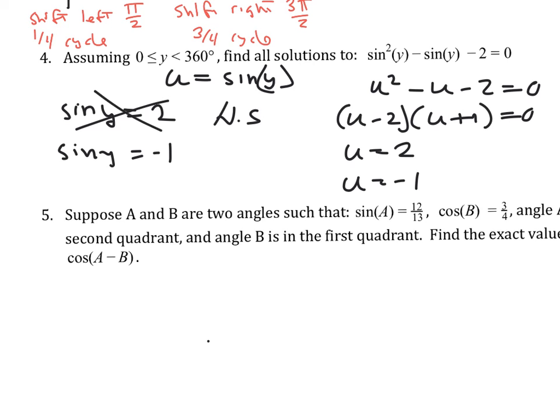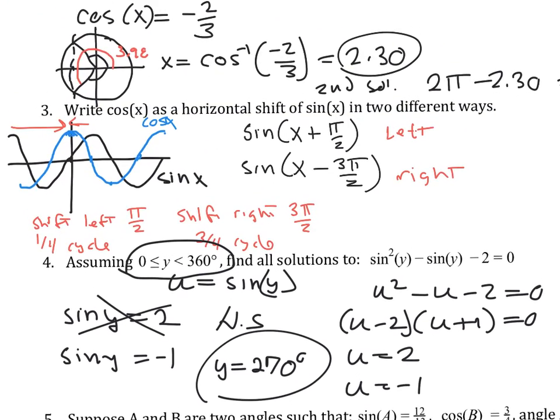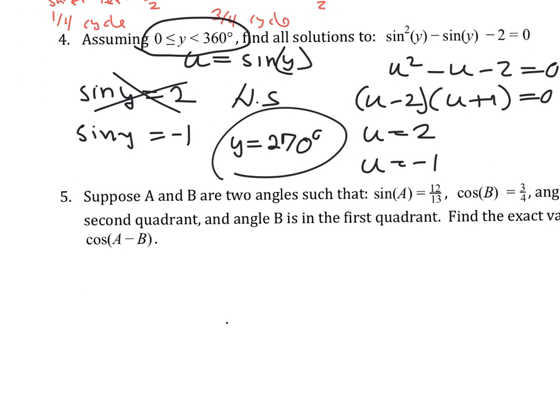Ignore that one. The second one, sine of y equals negative 1, well, there is a place for that. Negative 270 degrees. And notice I'm answering in degrees because the interval that I'm supposed to find solutions for is stated in degrees. And unlike some of these other things that we've been working with, this one has only one solution in that interval.